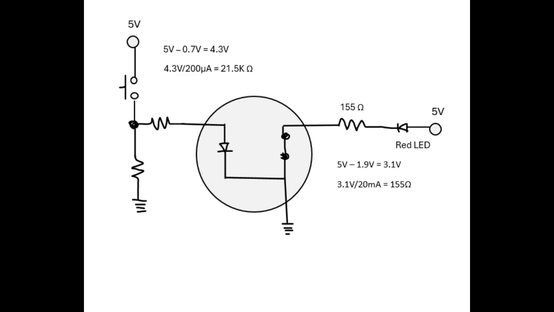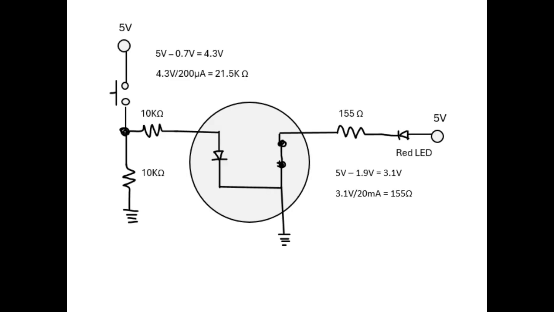Now, the input to the transistor is calculated in a similar fashion. You supply the input with 5 volts, subtract the turn-on voltage of the diode, and the difference will be the voltage drop across the input resistor. In our case, it will be 5 volts minus 0.7 volts, which is equal to 4.3 volts. Now, you divide the 4.3 volts by the 200 microamps, which is equal to a 21.5k ohm resistor.